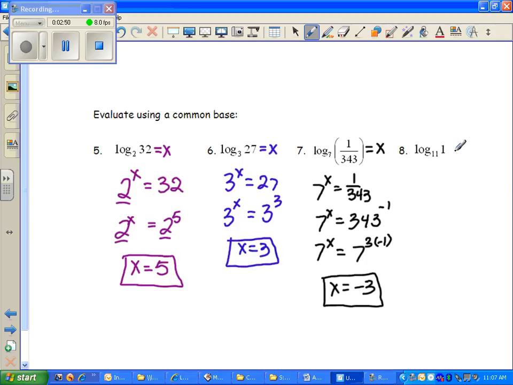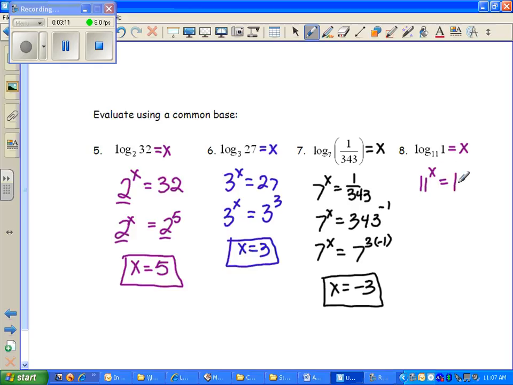For the last one in this group, I'm going to set it equal to x. Go to exponent form again. 11 to the power of x equals 1. It's kind of like a little bit of a trick question here. You got to really think, what power can we have that we will get an answer of 1?